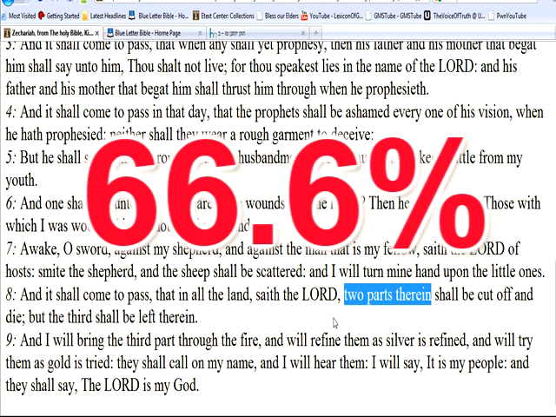So everything the Most High does, he does in numbers, he does in weights, and he does in measures. So the two parts of the 66.6% is the same as the mark of the beast, which is the 666, which is the same thing that we read in the book of Revelation, the 17th chapter, Babylon the Great, the mother of harlots and abominations of the earth. All right.